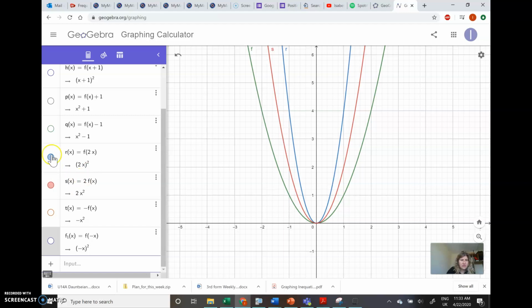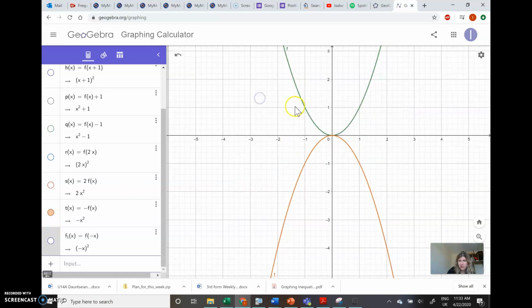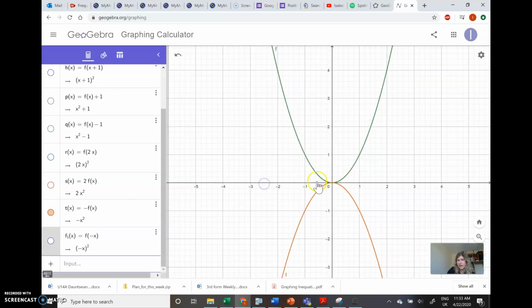These last two ones, I'm going to show you this one first. So t of x equals -f of x. So we've done -f of x, and that gives you -x squared. Now what this causes is a reflection. So the exact same function, but reflected around the x-axis, which gives you that reflection, that frowny face one. And we've already looked at that when we were talking about sketching earlier on.